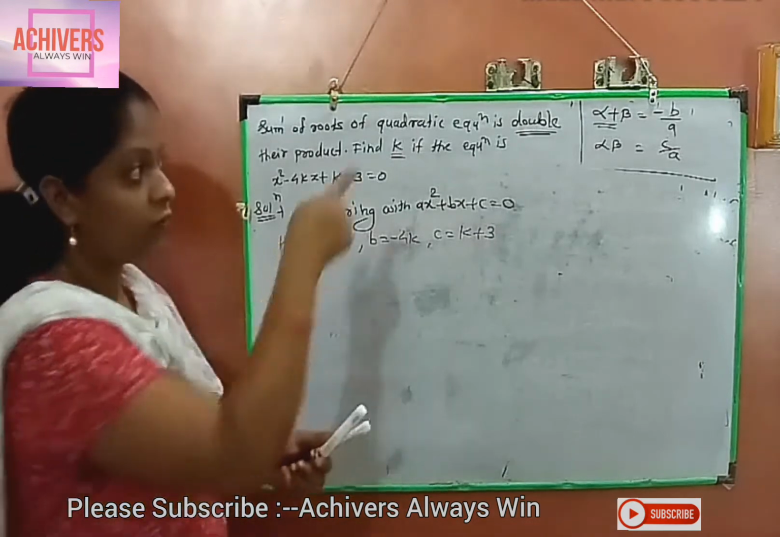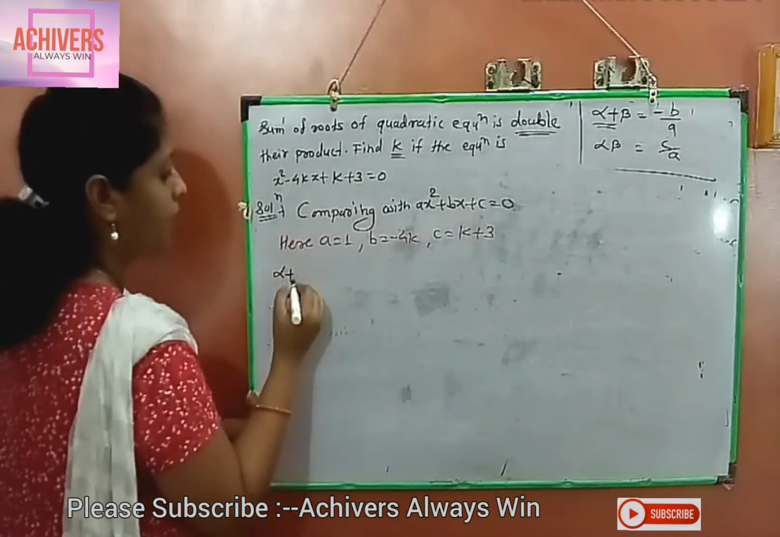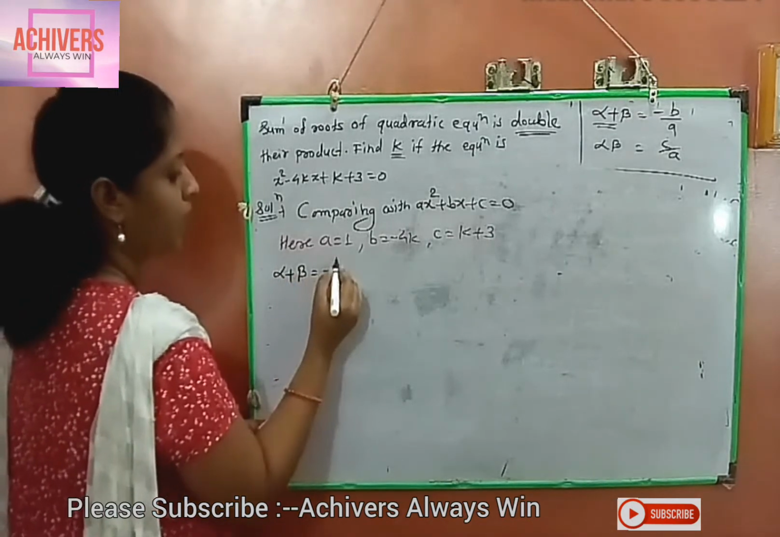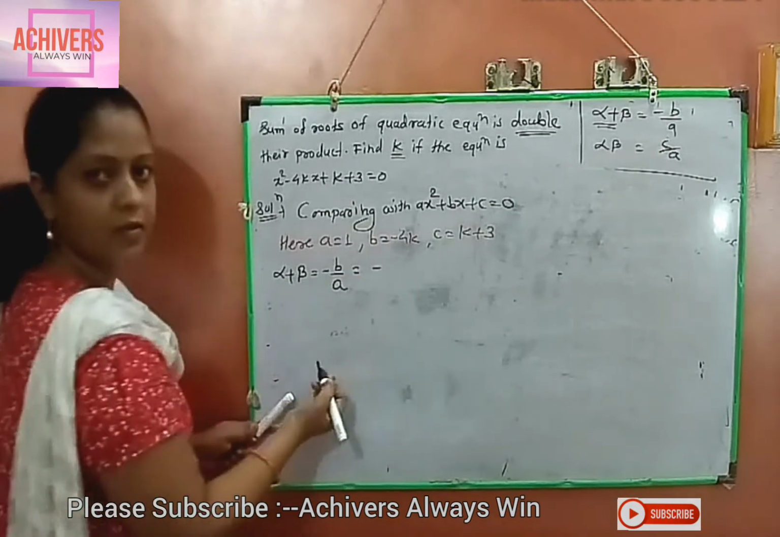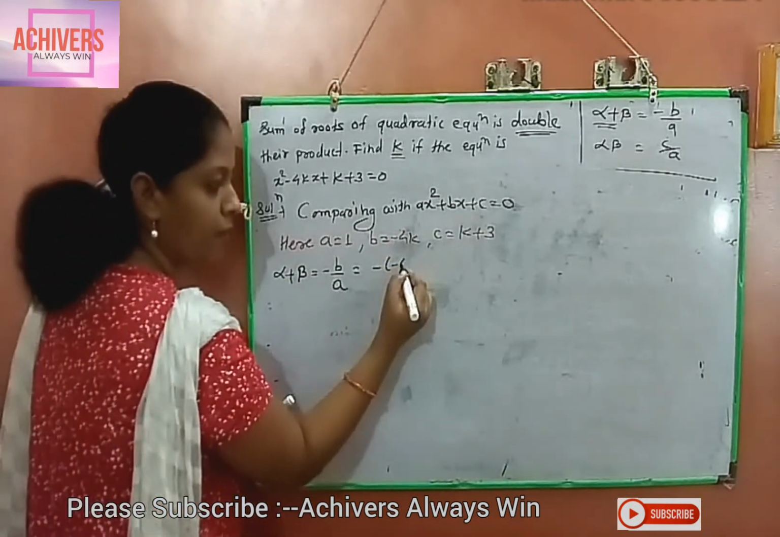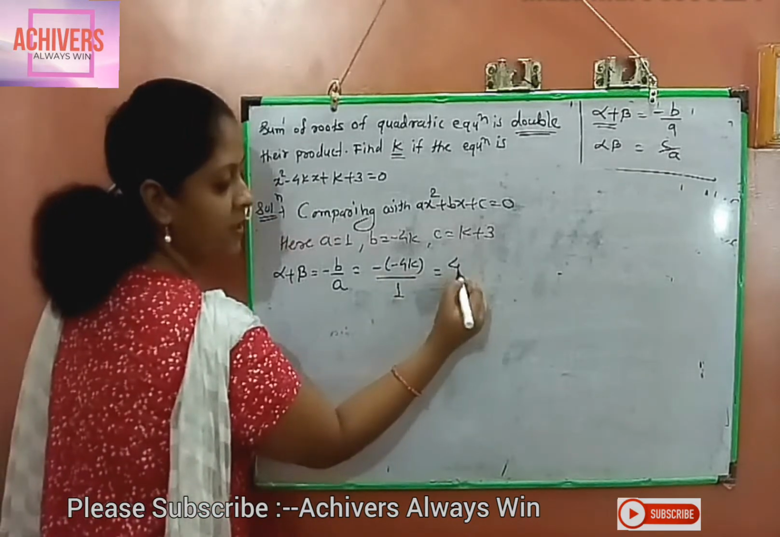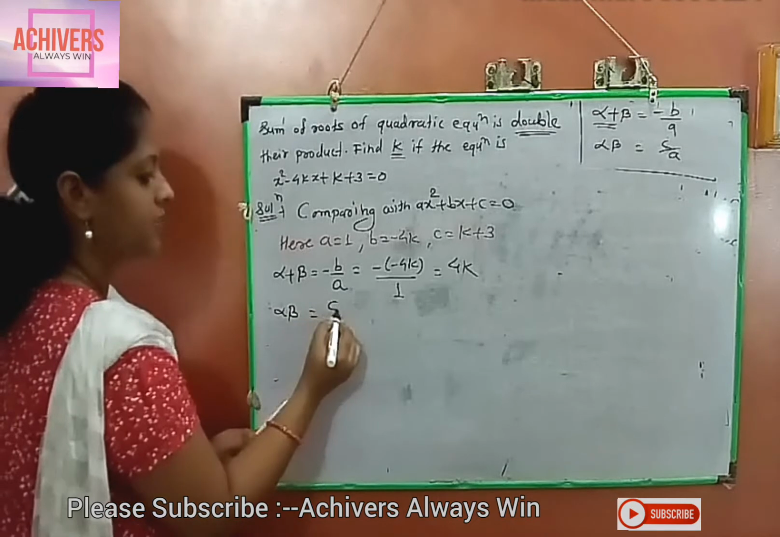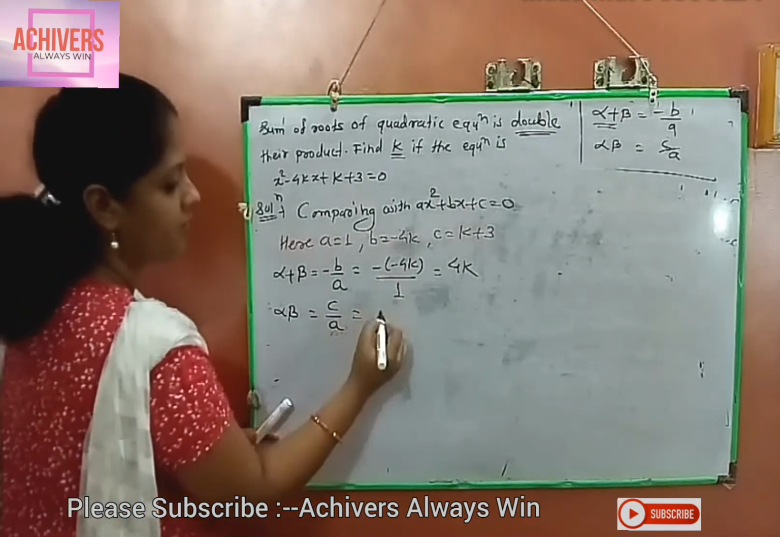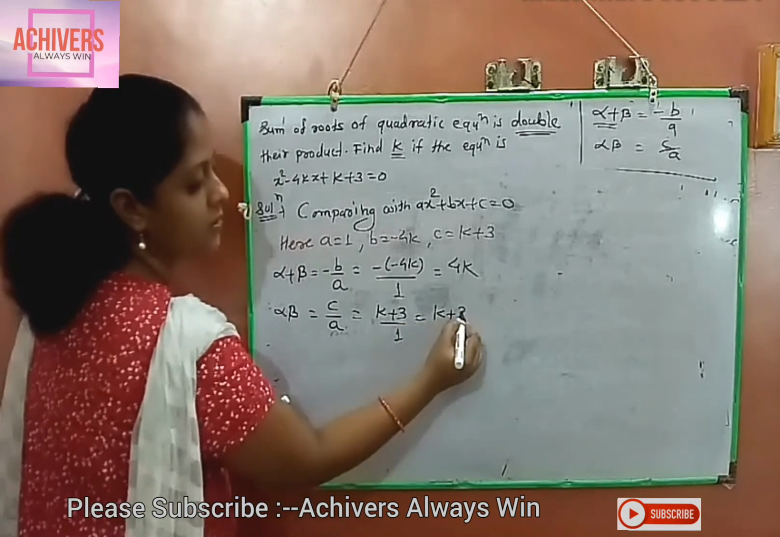We know the formula: alpha plus beta is equal to minus b by a. The value of b is minus 4k and the value of a is 1, so minus minus gives plus 4k. Then alpha multiplied by beta is c by a. The value of c is k plus 3, over 1, means k plus 3.